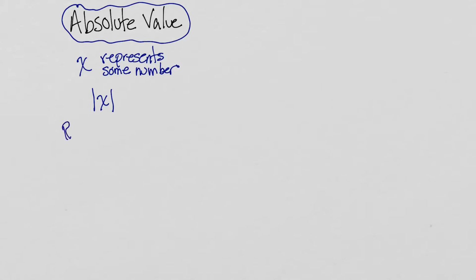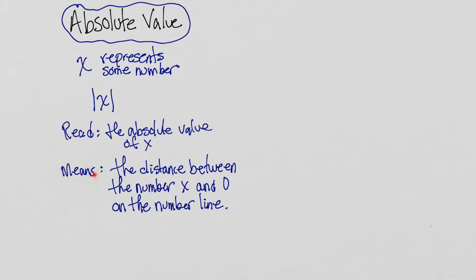And two things about this. Here's how we read this. We read this as the absolute value of x, and here's what it means. It means the distance between the number x and 0 on the number line. So when you see this, it's good to think of this as representing this sentence here. So when I see this, I'm thinking that there's some number x, and this represents how far that number is from 0 on the number line.